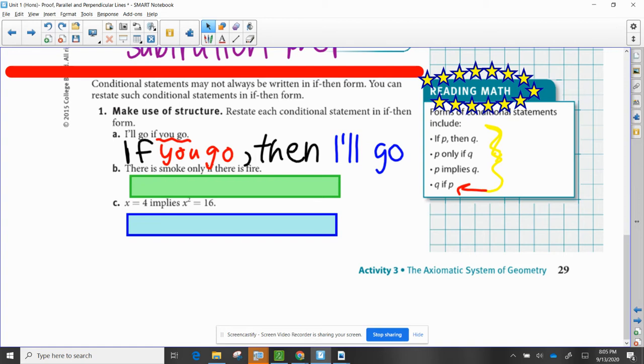So try to rewrite that using an if-then statement. How would you rewrite that as an if-then? There is smoke only if there is fire. Okay. Hopefully you realize that the if statement is there's fire, because that's your hypothesis. The conclusion then is then there is smoke, right? So if there's fire, then there is smoke.